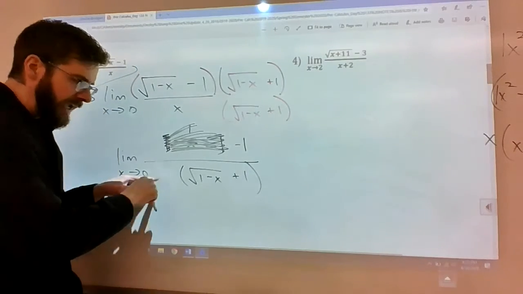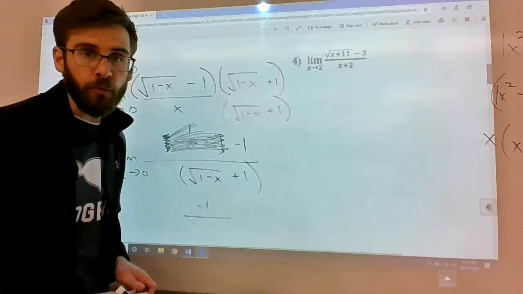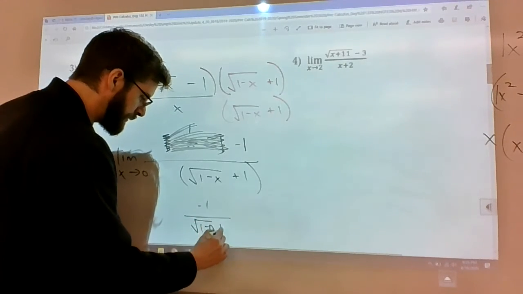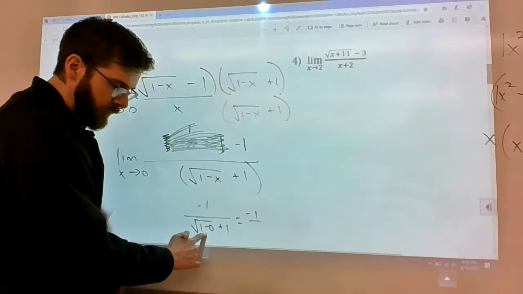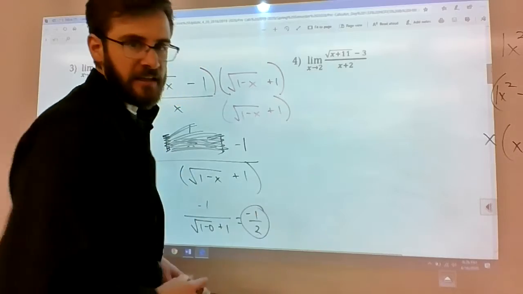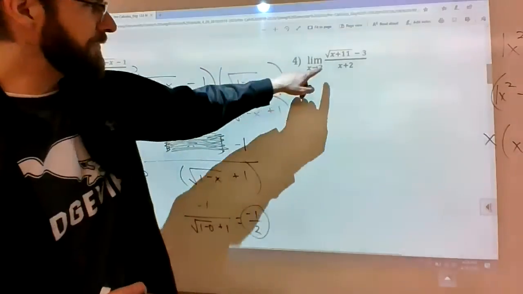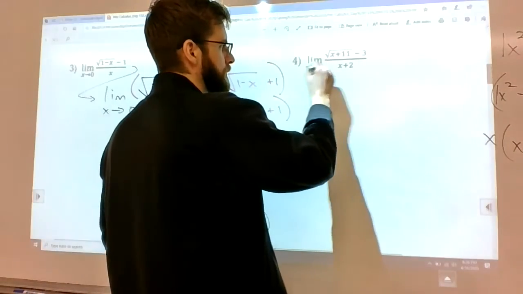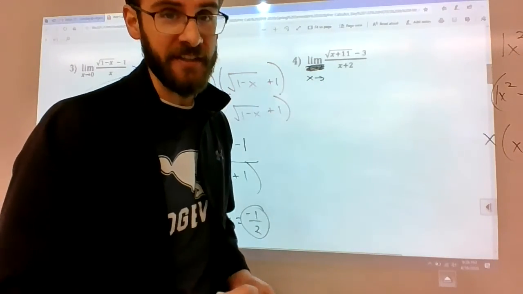This 1 just kind of gets absorbed into the multiplication. Plug the 0 in for the x here. So now it's negative 1 divided by root 1 minus 0 plus 1. It's negative 1 over root 1 plus 1. Root 1 is 1. 1 plus 1 is 2. It's negative half. All right? This is kind of a typo here. I meant to make this negative 2. It's not kind of a typo. It is a typo.